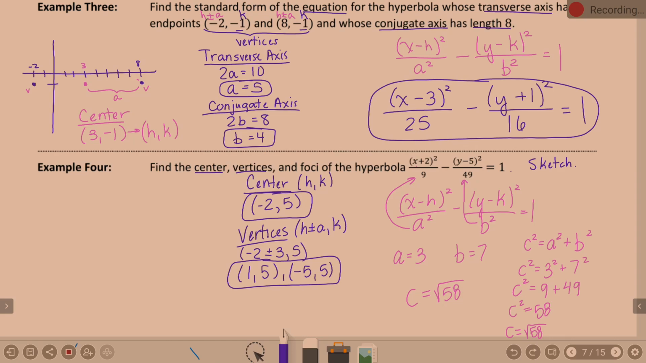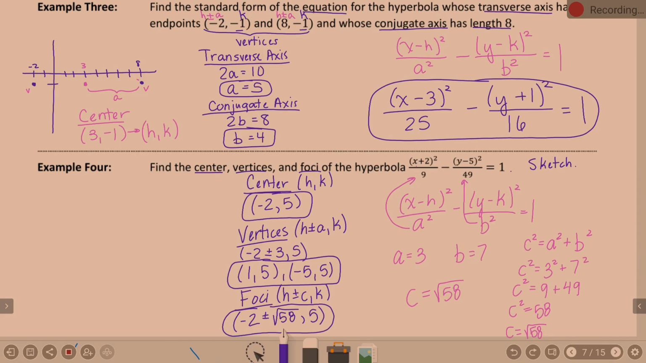That's vertices. And the other thing we have to talk about is foci. Foci, have you learned? It's pretty much the same thing as vertices, except instead of A, we're going to use C. So H plus or minus C, comma K, -2 plus or minus square root of 58, comma 5. And what about these? Do I go farther on the foci? Not this time, right?